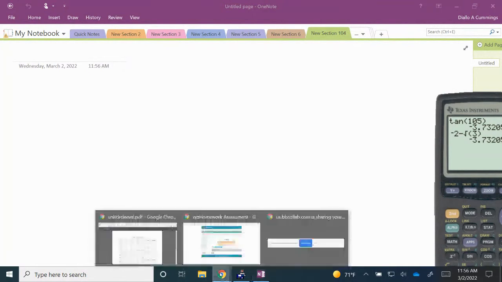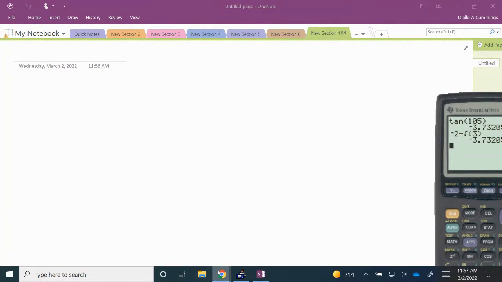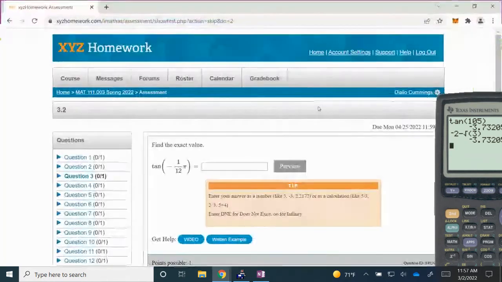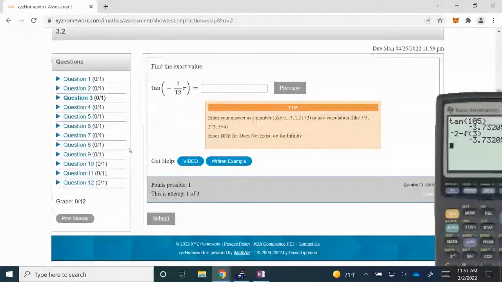So, all right, so we're going to go back to XYZ homework. All right, and we're going to continue down. Now, for problem number 3, I would like for you to work this problem. All right, the tangent of negative pi over 12. So at this time, I'll give you a few minutes to work out the solution for this, and then we'll return with the solution.